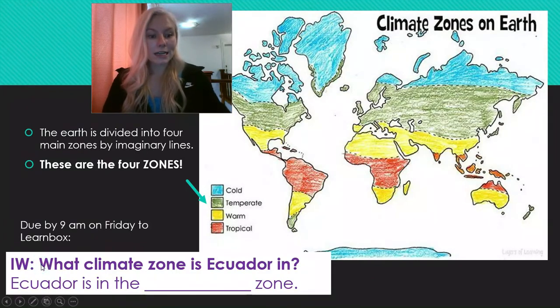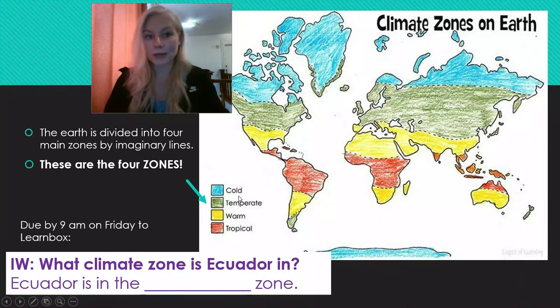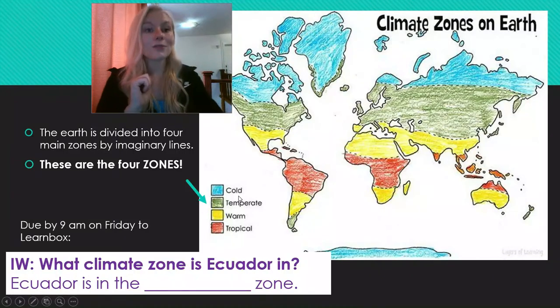So your question is, individual work. What climate zone is Ecuador in? I sure hope you all know where your country is on this map, okay? And you're going to fill it in. Ecuador is in the blank zone. Which of these 4 zones is Ecuador in? Okay, that's what you're going to send me by Friday at 9 a.m.